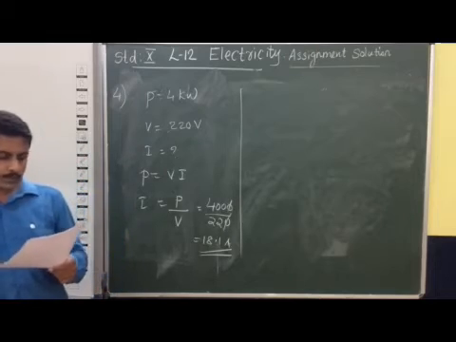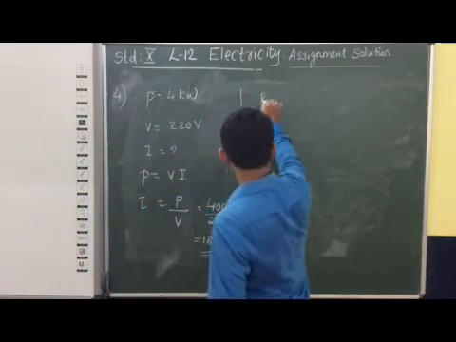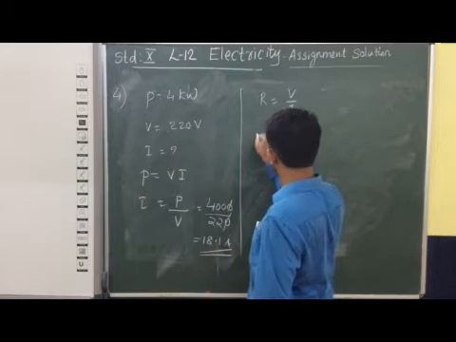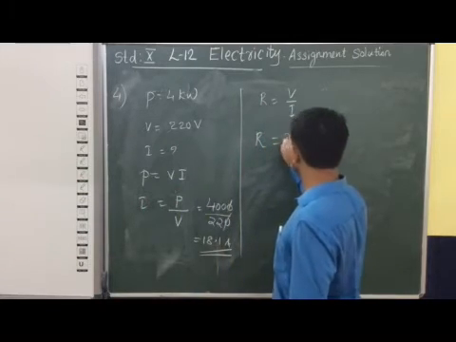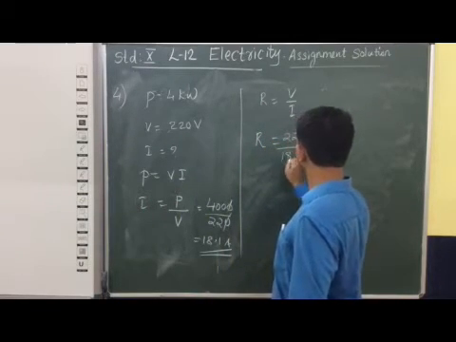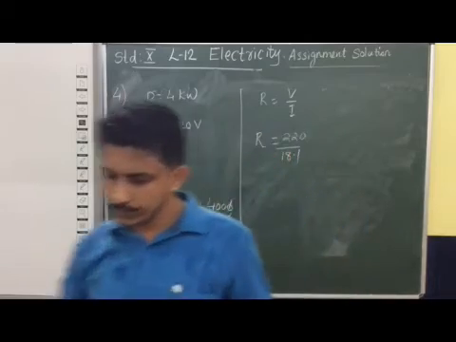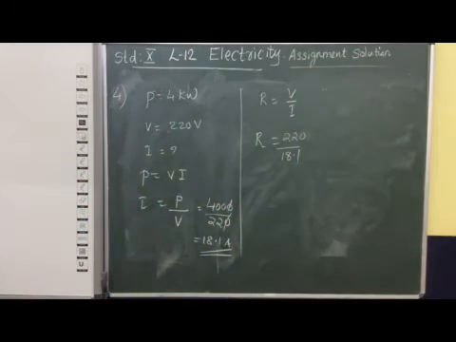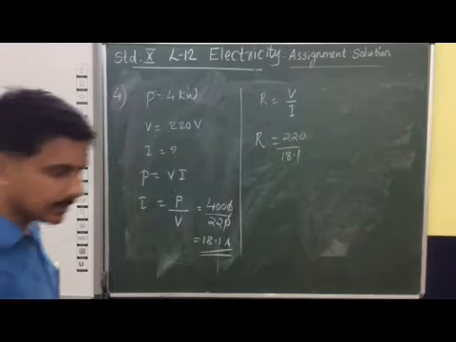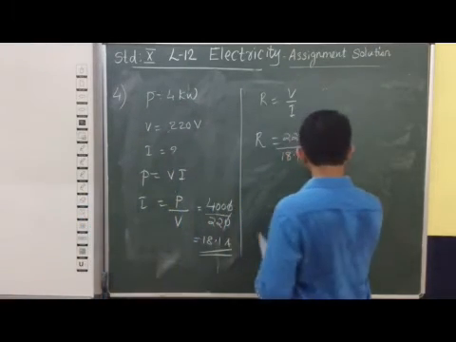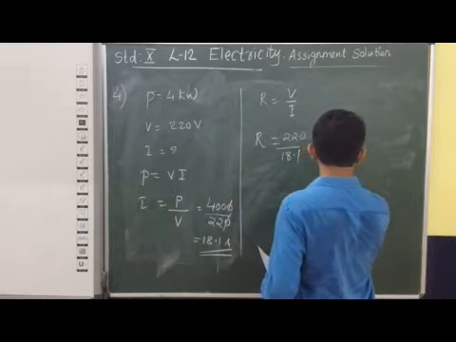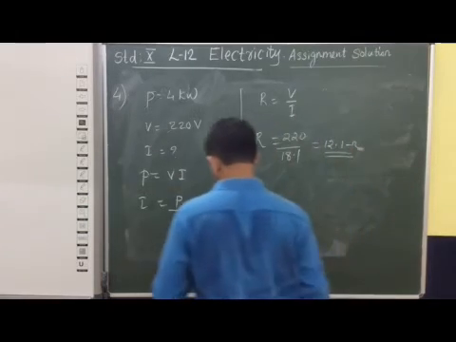Now we can calculate the resistance of the heater. R is equal to V by I. That means R is equal to 220 divided by 18.1. If you do this, you will get the answer 12.1 ohm. So this is the way we can calculate the resistance.